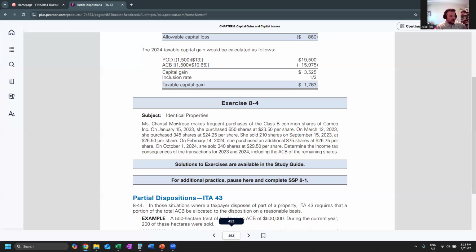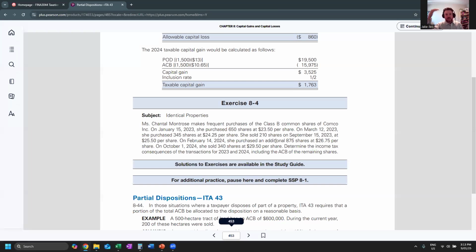Miss Chantal Montrose makes frequent purchases of common shares of Comco. On January 15th, she purchased 650 shares at $23.50. On March 12th, she bought more shares, 345 at $24.25. On September 15th, she sold some shares, 210 at $25.50. On February 14th of 2024, she purchased more shares. And on October 1st, she sold a handful of shares.